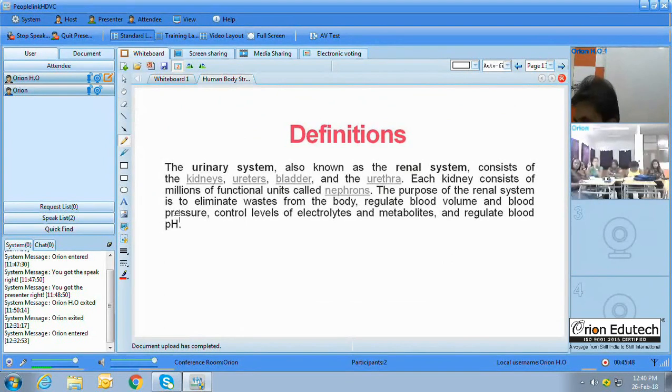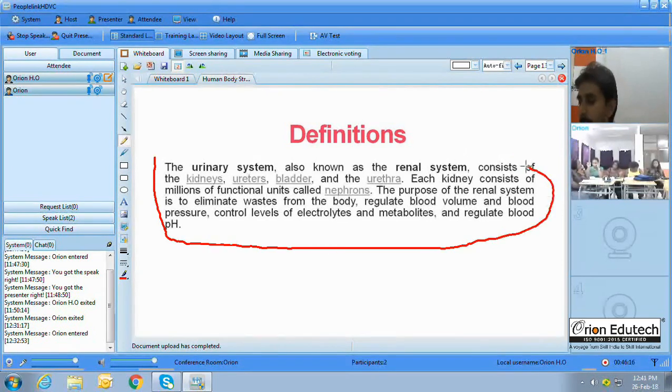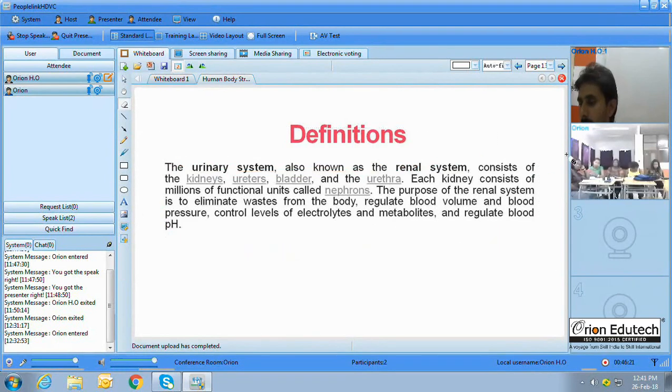Is it completed? Have you done the writing of the definition? What did you say? Did you complete the writing of the definition of the urinary system? Yes. Okay, so shall we move to the next slide?